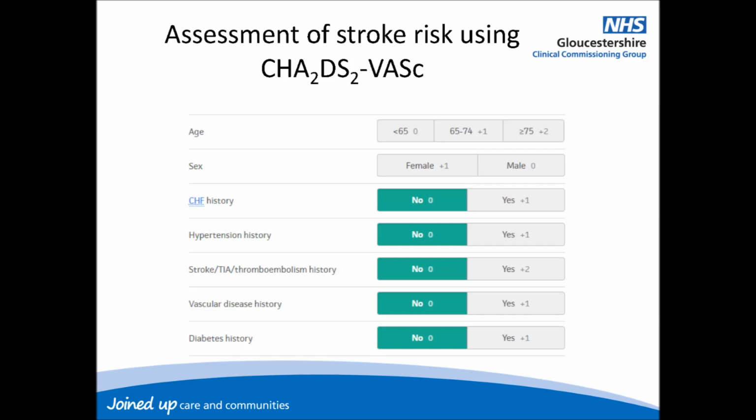We should, of course, assess bleeding risk in all patients, and this is done using the HAS-BLED score. The HAS-BLED score should be used to identify modifiable risk factors for bleeding, but it should not be used as a reason to deny a patient anticoagulation.